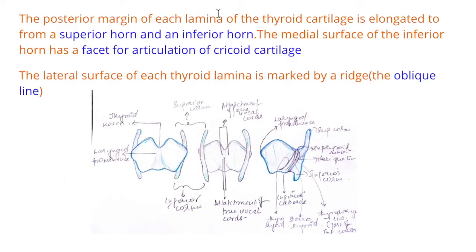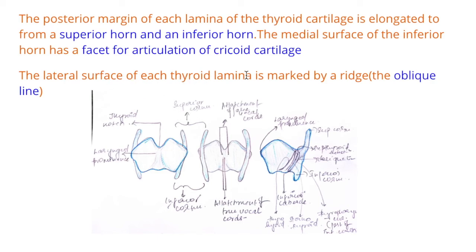Finally, the posterior margin of each lamina of the thyroid cartilage is elongated to form a superior horn and an inferior horn. And the medial surface of the inferior horn has a facet for articulation with the cricoid cartilage. So you see, this is the posterior view, and the posterior laminae are elongated, one upwards and one downwards, to form a superior horn and an inferior horn. Now on the medial surface of the inferior horn, we have a facet that articulates with our next cartilage, which is the cricoid.